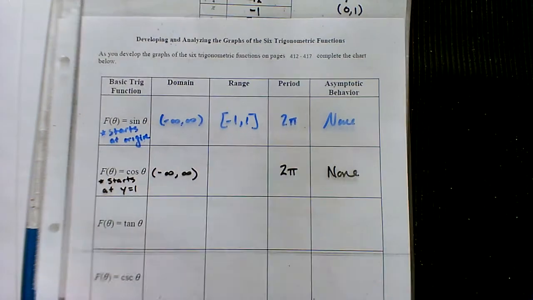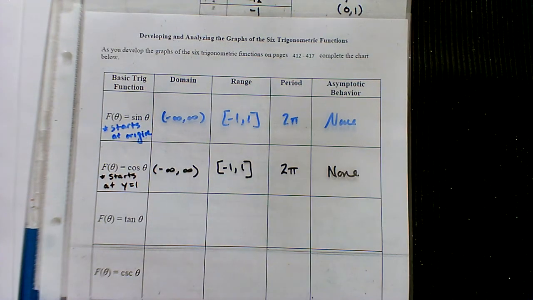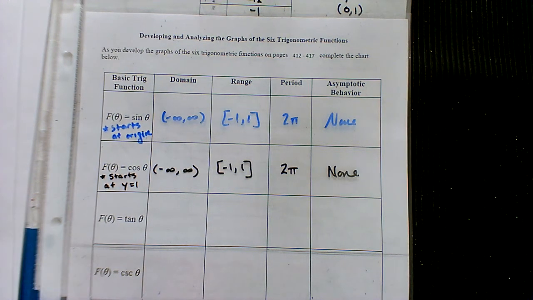Yeah? There you go. So if you take a look at these characteristics, notice how sine and cosine are basically the same. It just depends on where they start. That's the major difference between the two. Sine starts at the origin, cosine starts at 1.